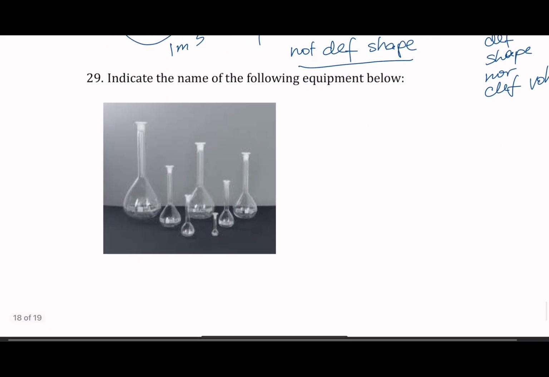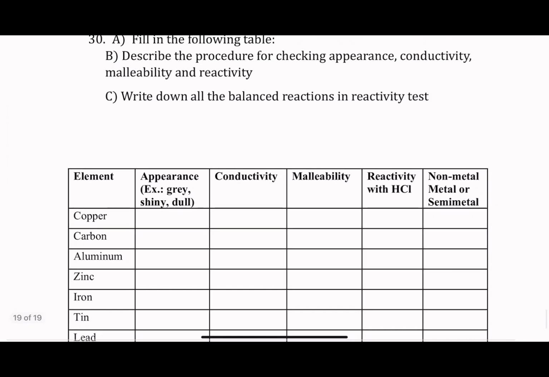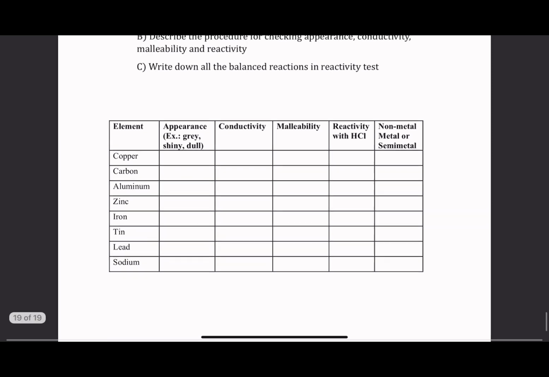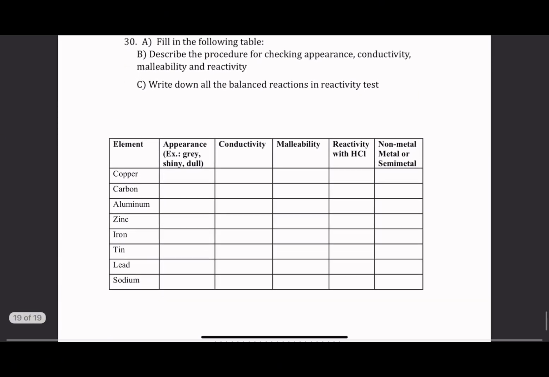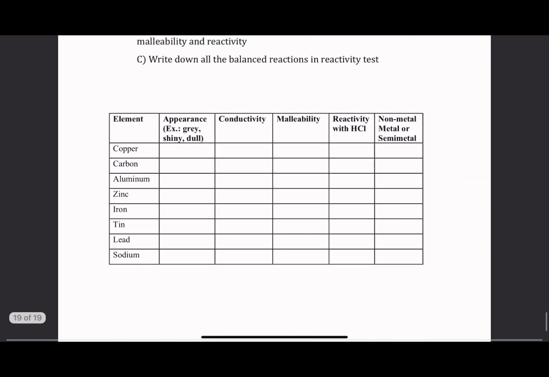Now these are the equipment you need to know. Name all of the equipment. This is a volumetric flask, which is used to make solutions. Now the next question, some of you asked me, like, how can I memorize all this stuff? This is not memorization. This is about knowing where the metals, non-metals, semi-metals are located in the periodic table.